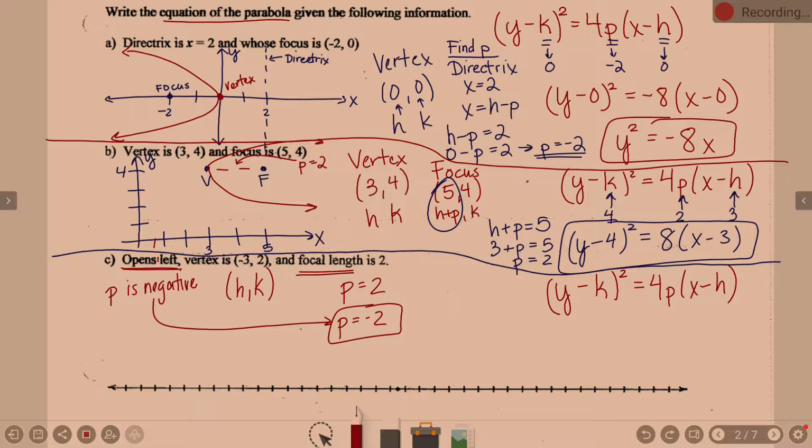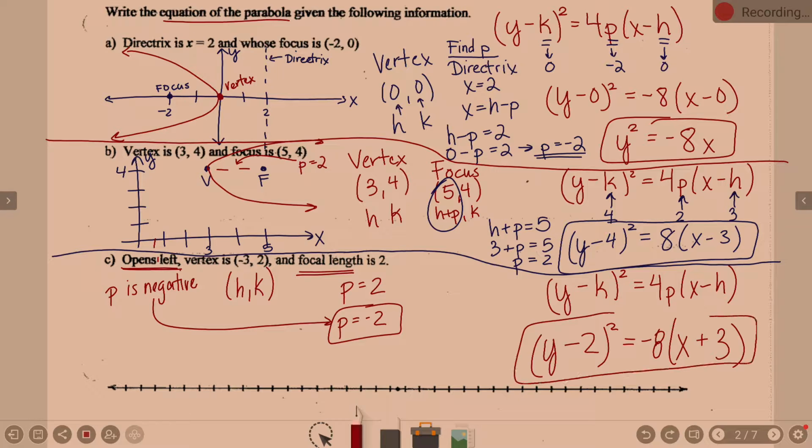Is that one not too bad now that we've seen all the others? Okay, write your equation if you haven't already. Y minus 2 quantity squared equals 4 times negative 2, so negative 8, times x minus negative 3, which means I'm going to write x plus 3. And I guess I never wrote in those values there, did I?